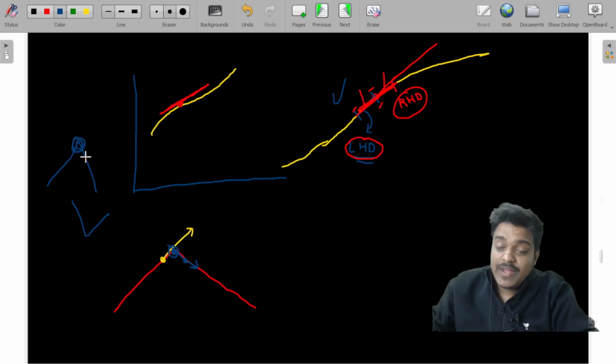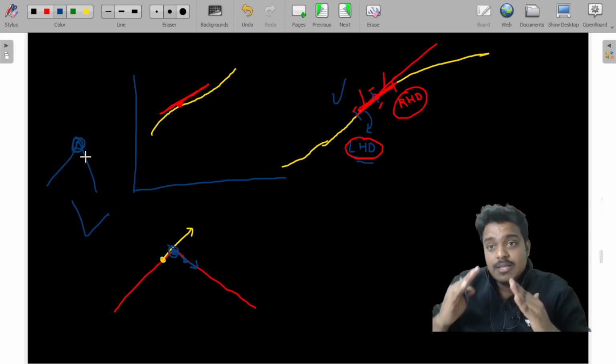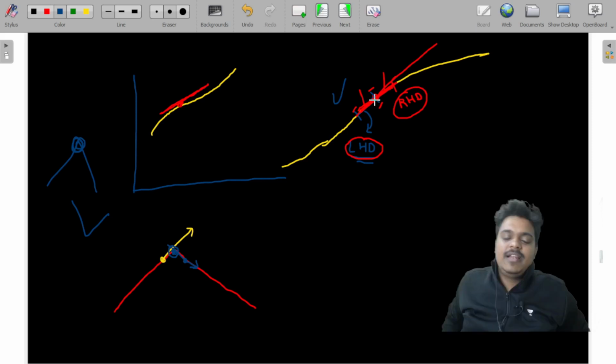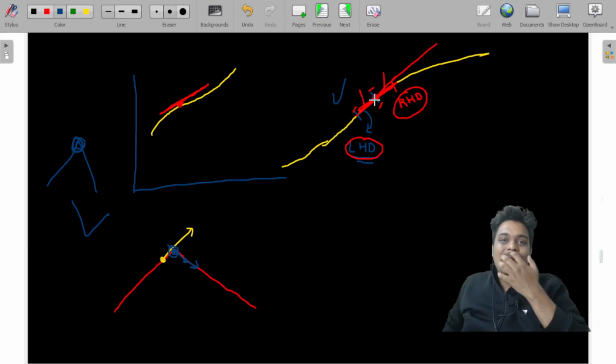Is it clear? Whenever there is a notch, the tangent changes its direction at the notch. That is why the left hand derivative and the right hand derivative should be equal, because this is highly required. I hope this is clear to you.